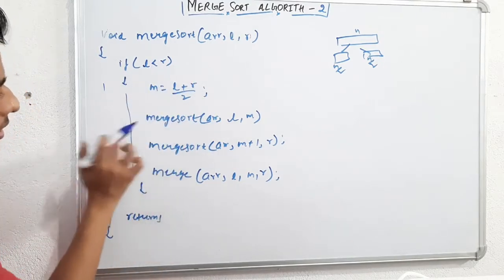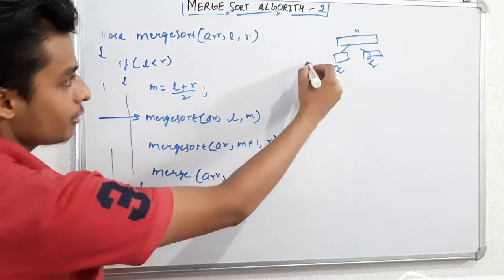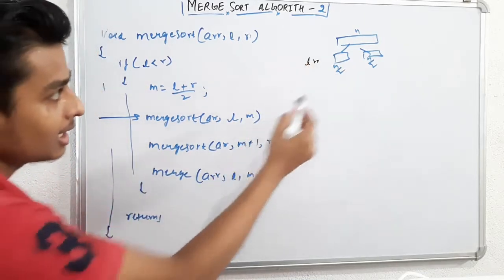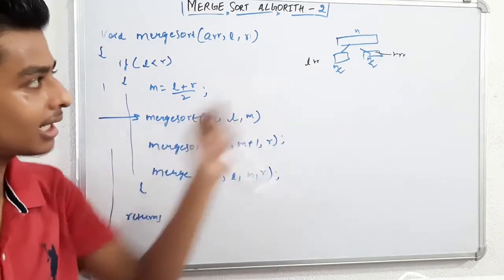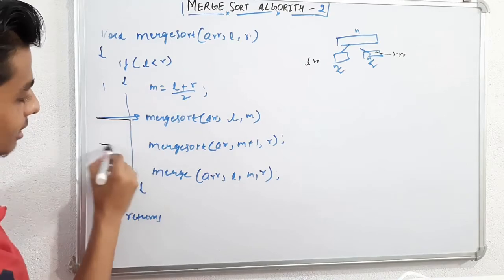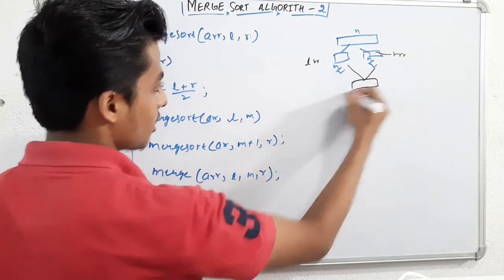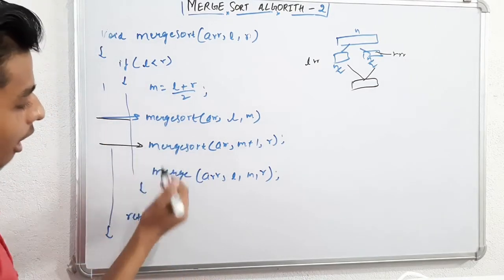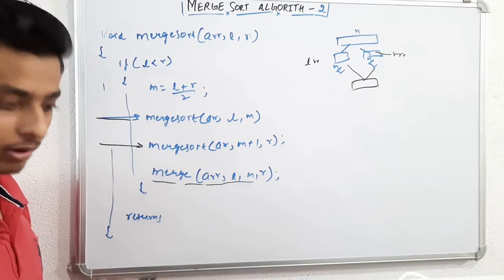This is being used to divide the problem into the first half, which may be called the left array, and this may be called the right array. So this is for the left array, this is for the right array, and this is for combining both these arrays. Okay, fine. So now we are going to see what the pseudocode for the merge function is.